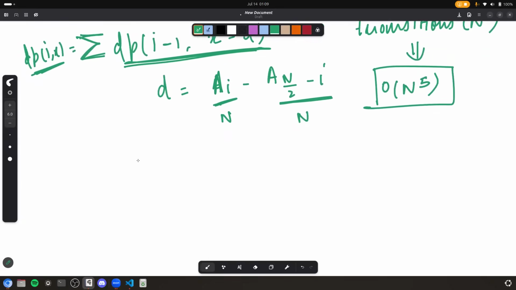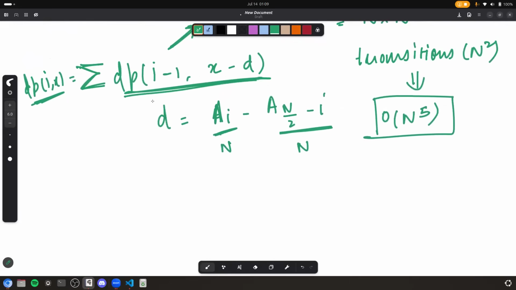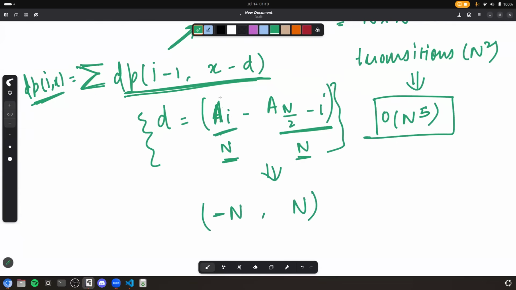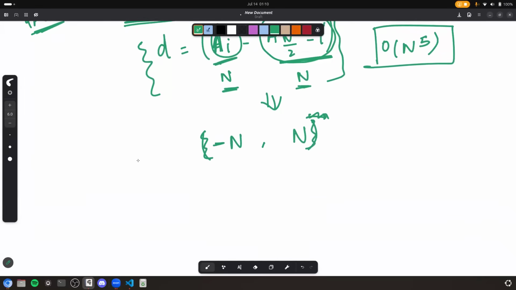So we can do one thing to optimize this. I noticed that ai minus a(n/2+i) has n square different options, but they all are from minus n to n only, since the value of ai can only be between 1 to n, and the value of this can only be between 1 to n. So when we subtract these, it can only be between minus n to n. So what I can do is I can store the count.